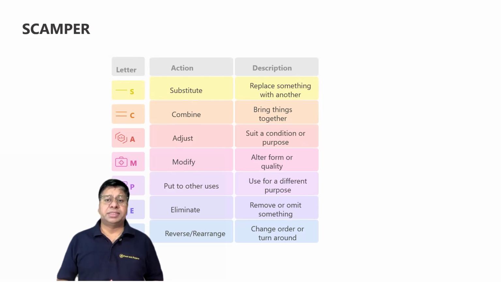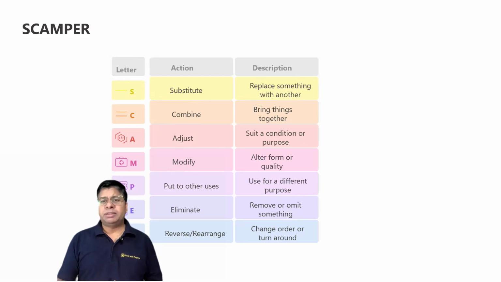A is adjust or adapt. Can you adjust or tweak something to better fit the user's need? Like adapting your product for a new target market or user segment. This is one of the examples.